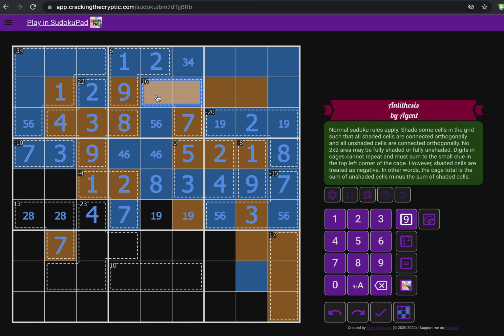That's 3, 4, 5, 6. But if it's 3, 6, then it would have to be the 3 in that cell and the 6 in that cell. And if it's 4, 5, it would have to be the 5 in that cell and the 4 in that cell, which doesn't help us very much at the moment.